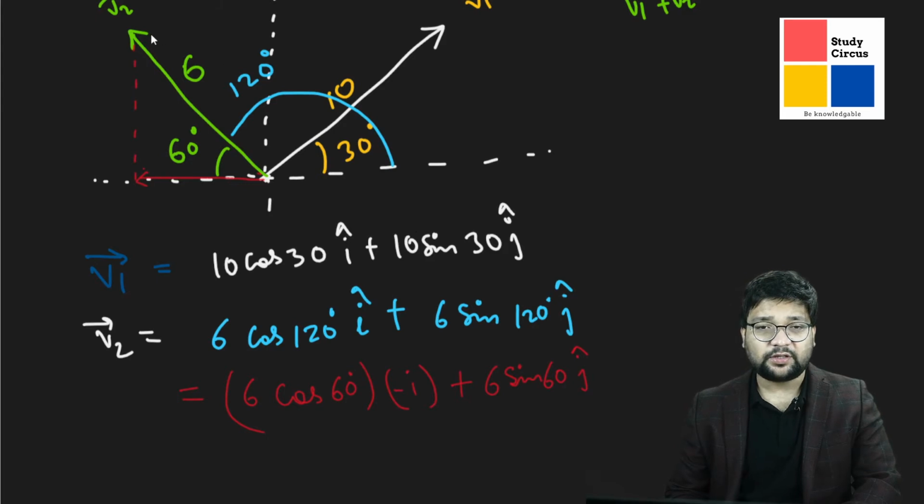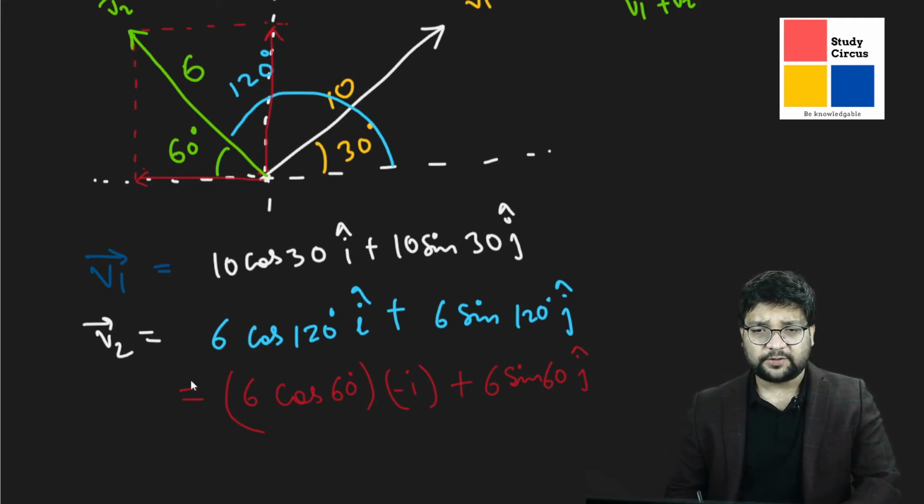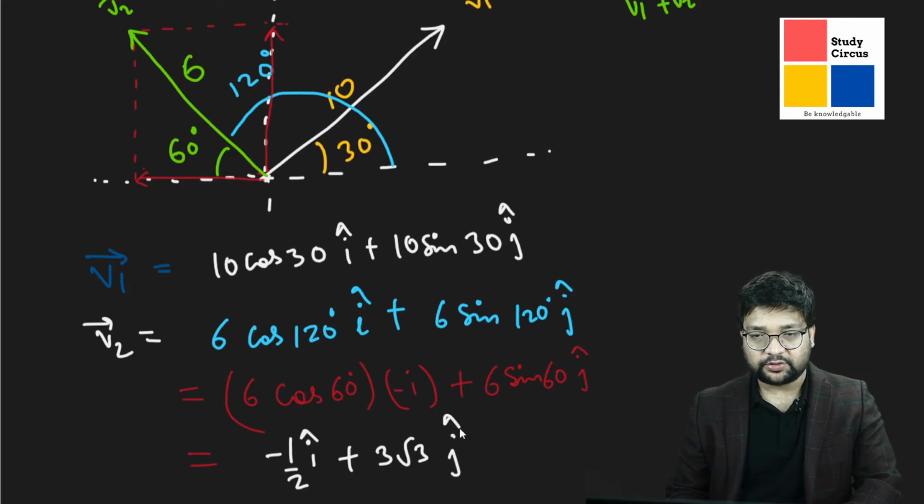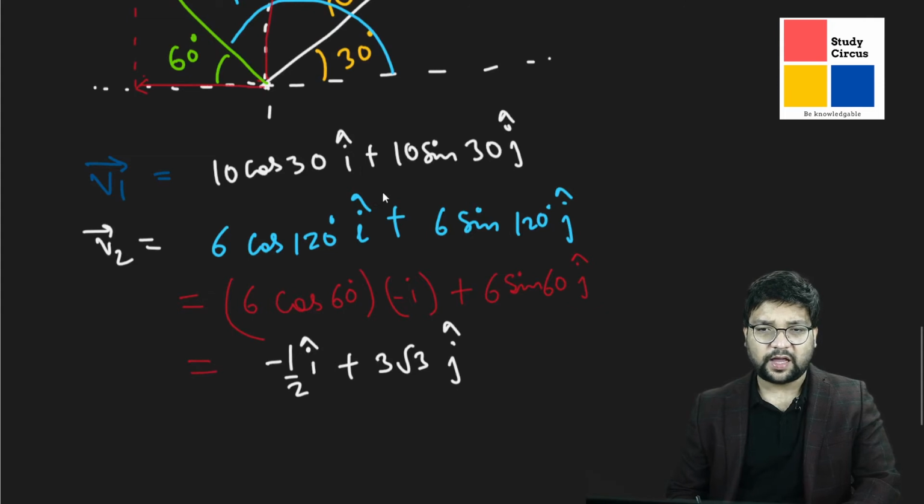The j cap, you see, is in the positive direction. Its y component is along the positive y, upwards. Find either of these two, they are the same thing. So this is minus 3 i cap, since 6 times minus 1 by 2, and plus 6 into root 3 by 2, that is 3 root 3, this much j cap.